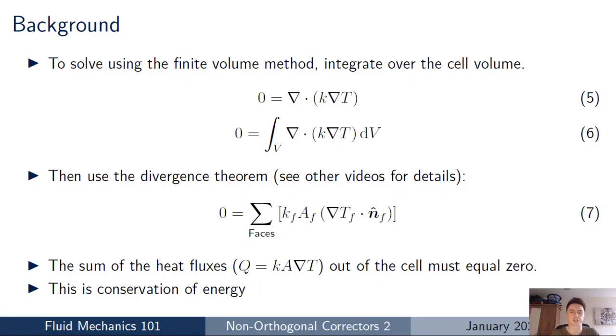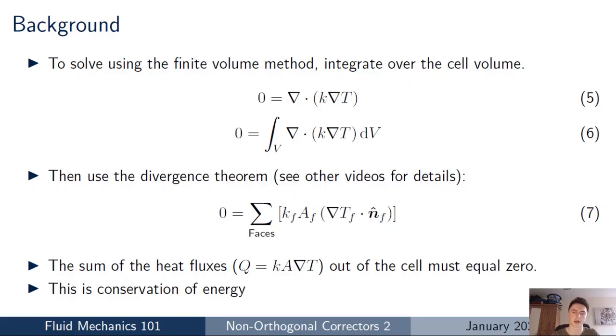So really, this is just an expression of conservation of energy. If you take the heat flux through each of the faces of the cell and then add them up, the net heat flux must be 0, because we've got no sources of heat or sinks of heat inside the cell at the moment. So the net total of the heat coming in and coming out must be equal to 0 for this cell that we're looking at and for every other cell in the mesh.